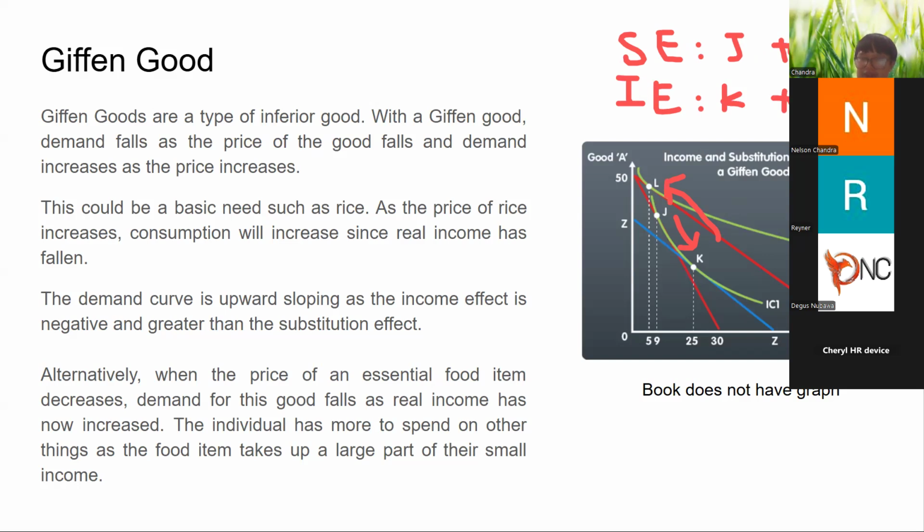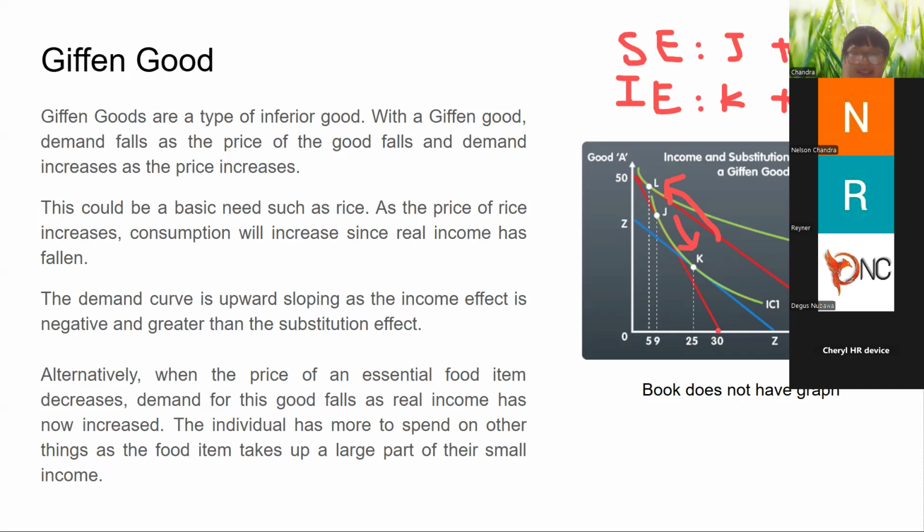Now, if you look at it simply, it looks very similar to an inferior good. The substitution effect is also positive, because you can see that there is a decrease in the price of good B in this case. Good B is cheaper, so people will pivot towards good B. So the substitution effect will be positive, but the income effect is going to be negative. Why would the income effect be negative?